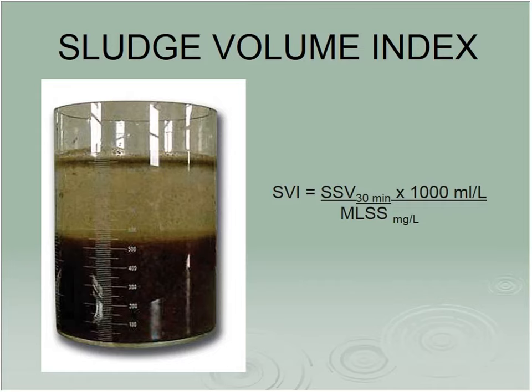And you do a calculation. The settled sludge volume at 30 minutes times 1,000 milliliters per liter divided by your mixed liquor suspended solids concentration, you get a number. Theoretically, 80 to 150 is where you want to be. If it's below 80, you're settling too fast and you're going to leave some material behind. If it's above 150, theoretically, you're not settling well and you're going to have a problem.